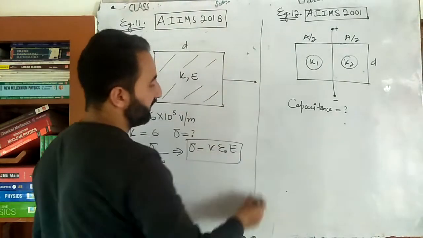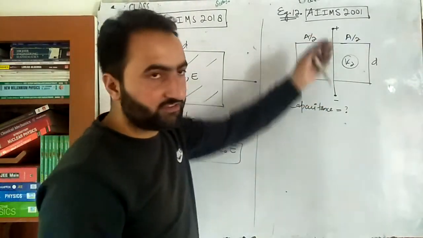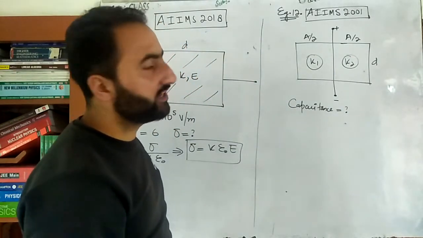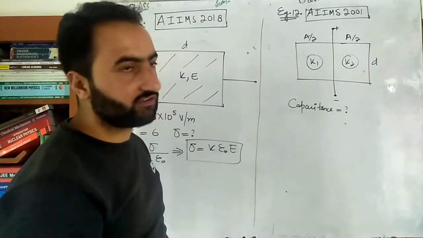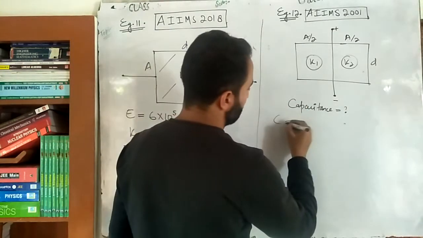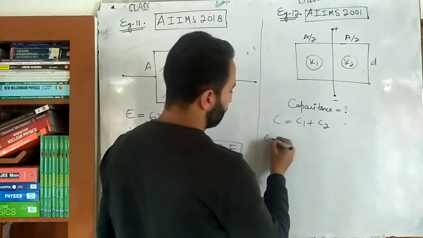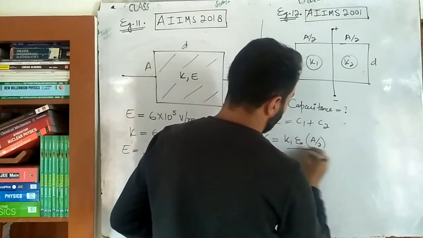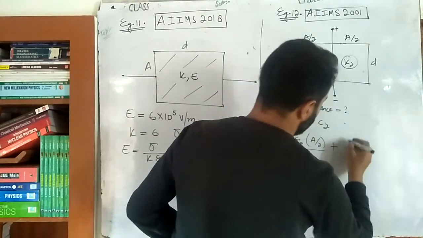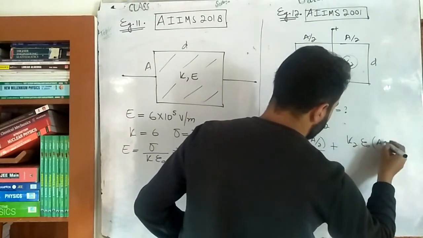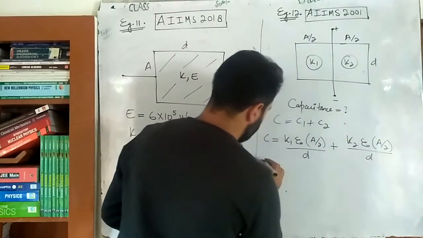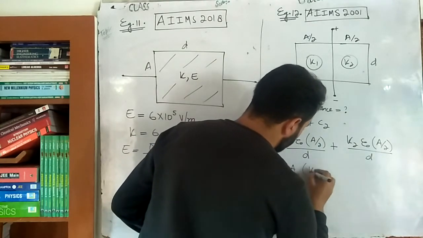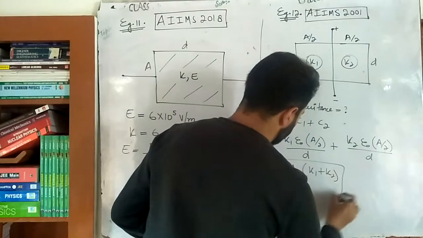And here is another question, again the easiest of the lot. You will have to calculate the equivalent capacitance. So this one and this one are connected in parallel because they are sandwiched between the same plates. Equivalent capacitance will obviously be C is equal to C1 plus C2. So what is C1? That's K1 epsilon naught multiplied by its area, A by 2, divided by the width d, plus the capacitance of this will be K2 epsilon naught, its area A by 2, its width d. C will be equal to, what I will take common is epsilon naught A divided by 2d, so here we have K1 plus K2. So this is the answer. Easiest of the lot.